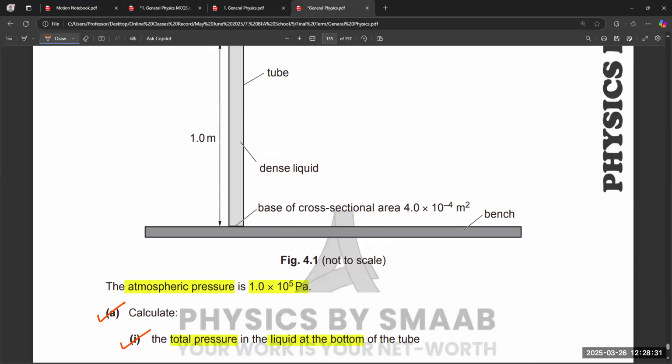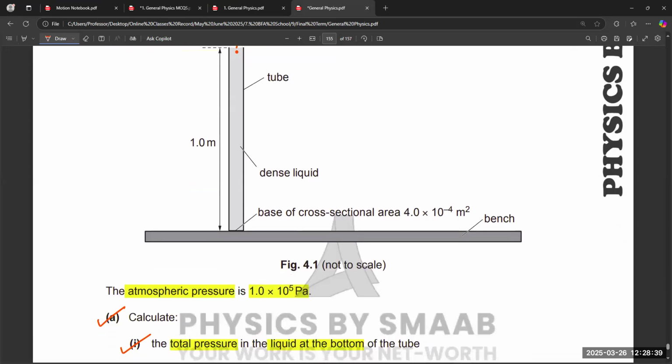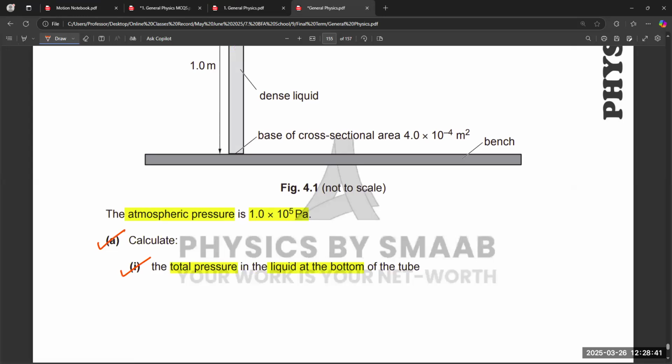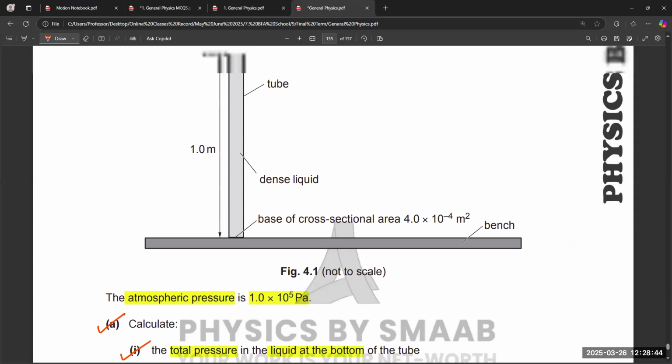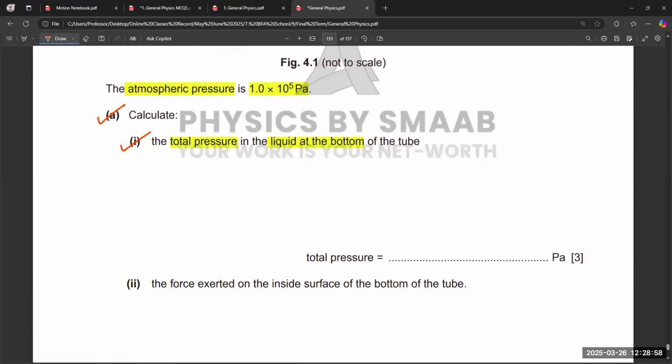In this diagram, you can see that it is open on the top, but it is closed at the bottom. Now they are talking about the total pressure in the liquid at the bottom of the tube. So they are talking about the same thing that we discussed, total pressure. Total pressure means we have some depth of the liquid given. So for total pressure, pressure in liquid plus atmospheric pressure.